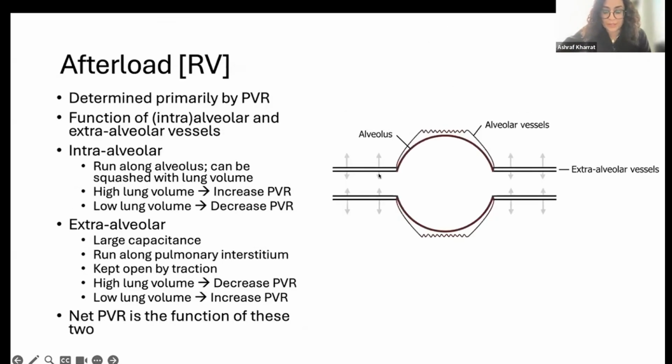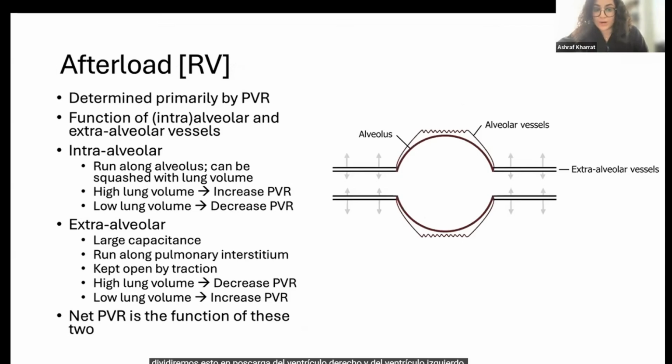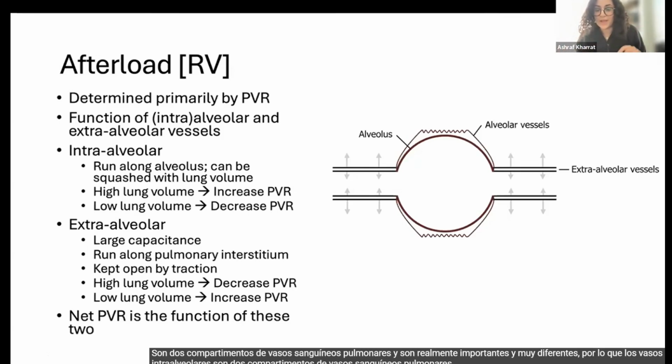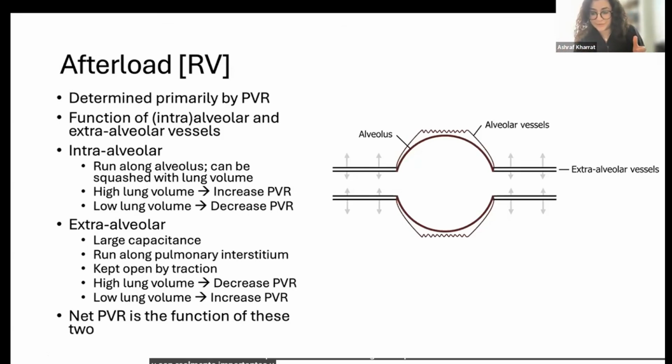Okay, let's talk about afterload now. We'll split this up to RV and LV afterload. So RV afterload is determined primarily by pulmonary vascular resistance, which in the lung is essentially determined by intraalveolar and extraalveolar vessels. It's two compartments of pulmonary blood vessels, and they're really important and very different.